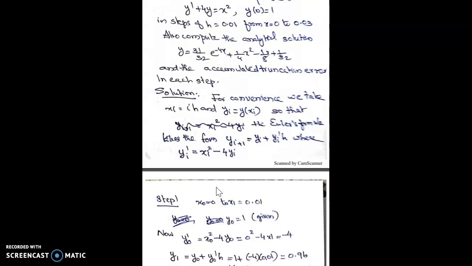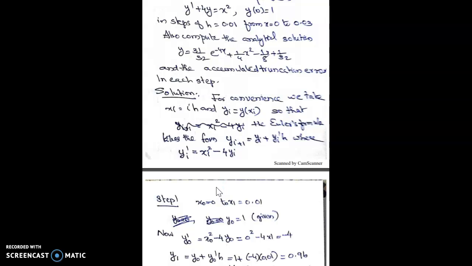So for convenience, we take x_i = ih and y_i = y(x_i), so that Euler's formula takes the form y_(i+1) = y_i + y_i' h, where y_i' = x_i^2 - 4y_i. Step 1: x_0 = 0 and x_1 = 0.01, with y_0 = 1.